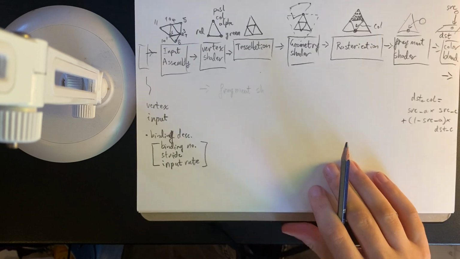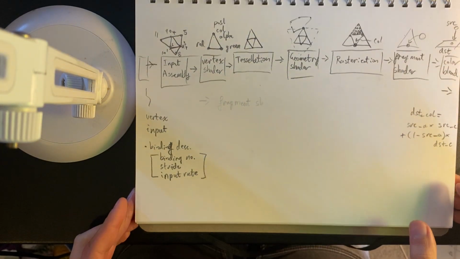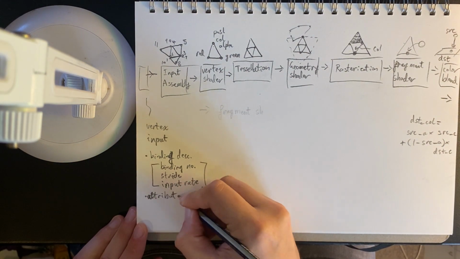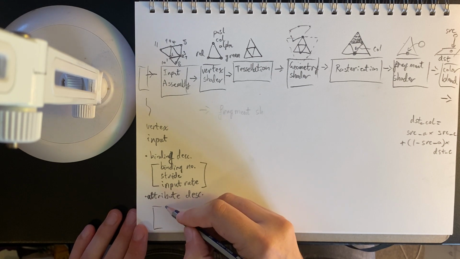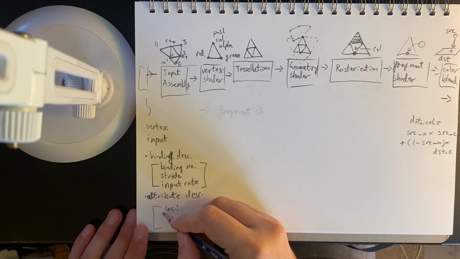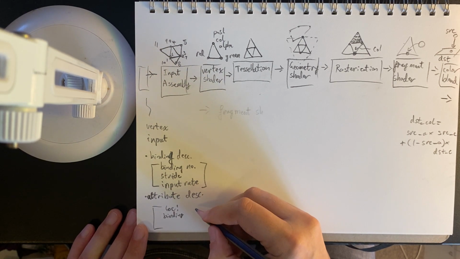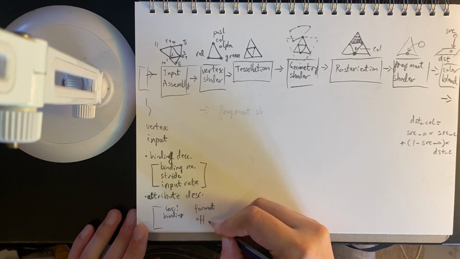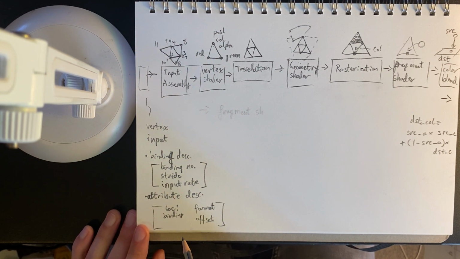But then within that, we have attribute descriptions. And an attribute description is a bunch of things. It's the location number, the binding, I'm running out of space here, the format, and the offset. And this is your traditional attribute pointers from OpenGL.